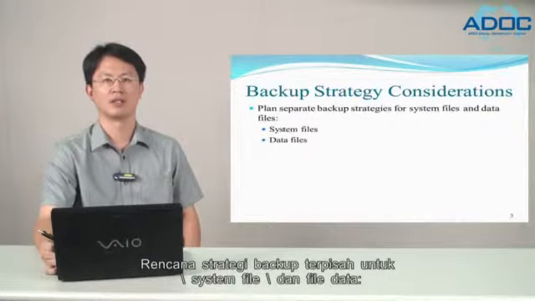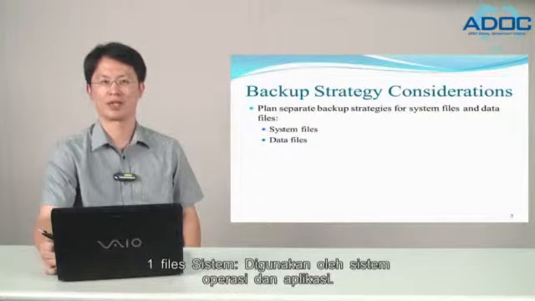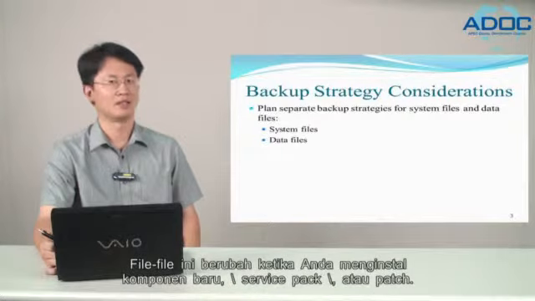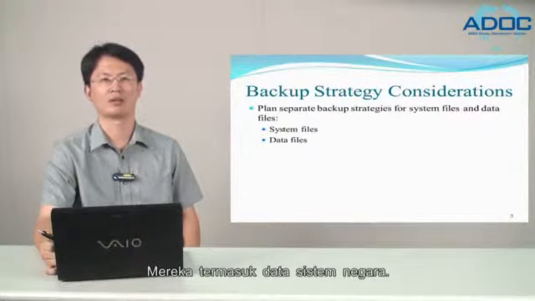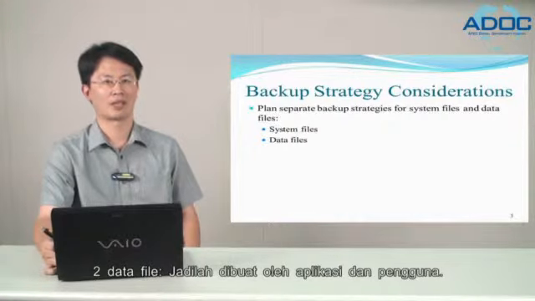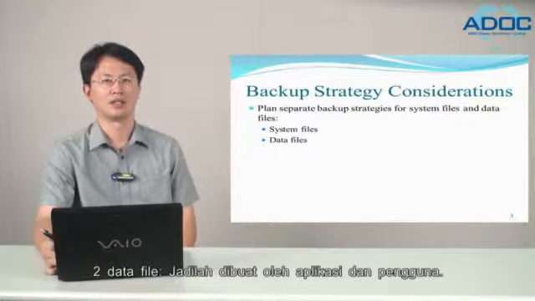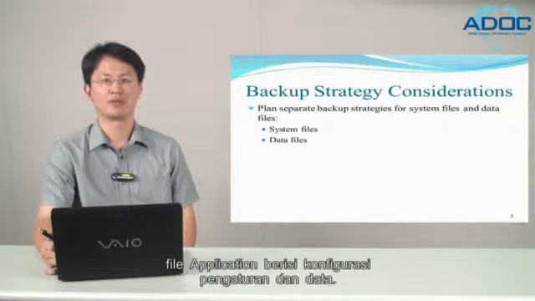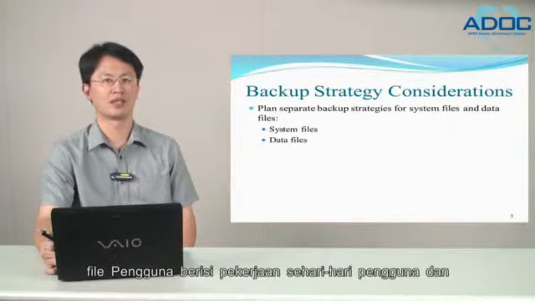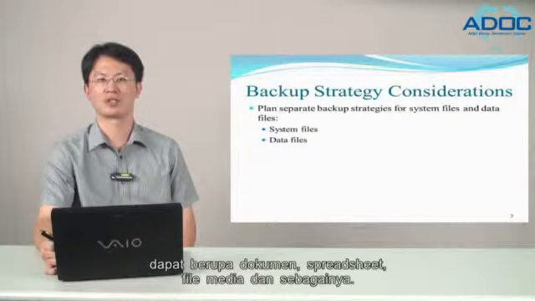First, system files are used by the operating system and applications. These files change when you install new components, service packs, or patches. They include system state data. And second, data files are created by applications and users. Application files contain configuration settings and data. And user files contain the daily work of users and can include documents, spreadsheets, media files, and so on. And these files change every day.